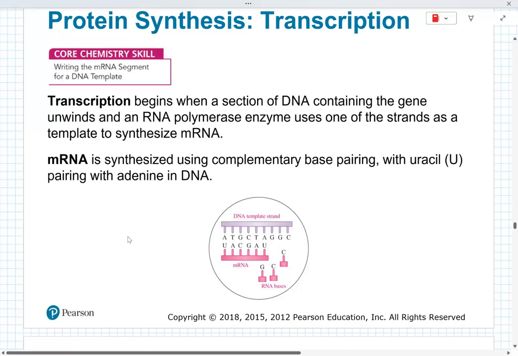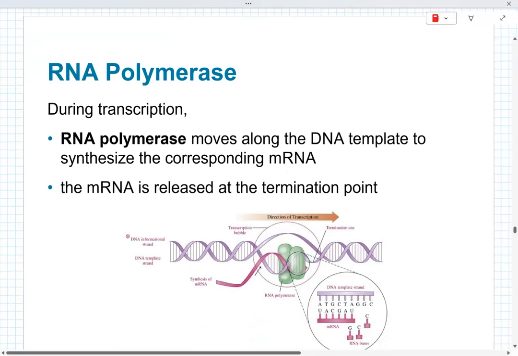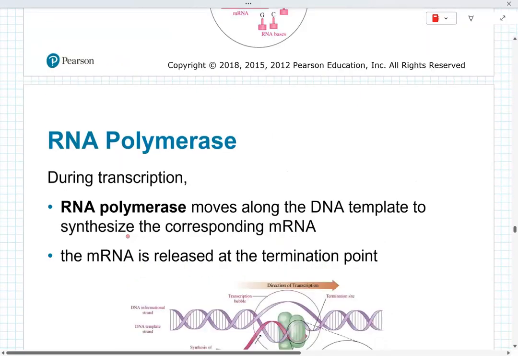So there are two strands in the DNA. But during transcription, only one strand, called template, is used as a matrix for RNA synthesis. Okay? Only one strand is actually copied. You follow?